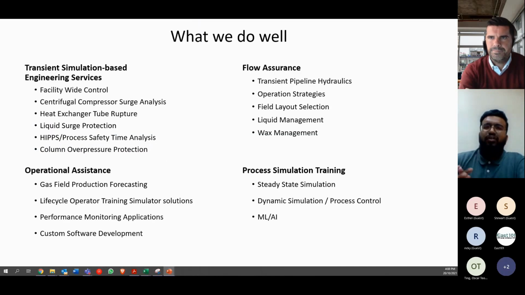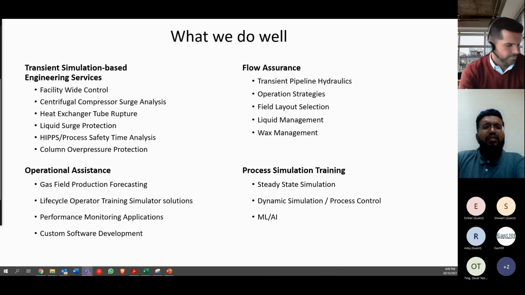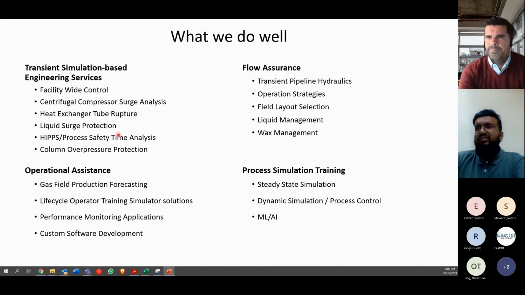And this is to give you a very high-level overview of what we do in specific areas. Our core business has always been transient simulation-based engineering services. This has been our bread and butter for the past 18 years. You can broadly classify the things that we do here as operability and controllability studies, as well as pressure protection studies. Another area that we look at is flow assurance. This is primarily running case studies for pipeline hydraulic scenarios. And what we do with the results is that we develop operation strategies, wax management strategies, as well as liquid management strategies.